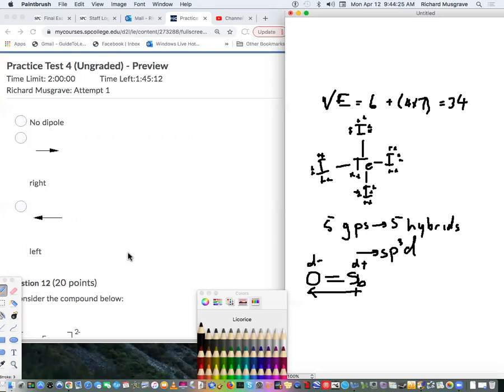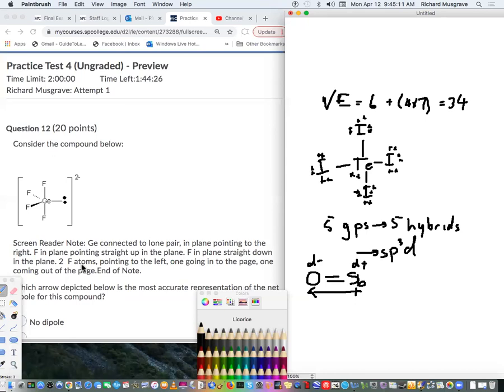Does anybody have any questions? All right, dare I ask, how do you feel about dipoles? Dipoles on single atoms like this or single bonds. How do you feel about it? Okay. 5, 4, 3, 2, 1. Okay. So does anybody have any questions? Anybody have any questions? Okay.